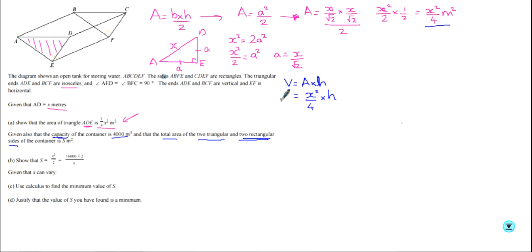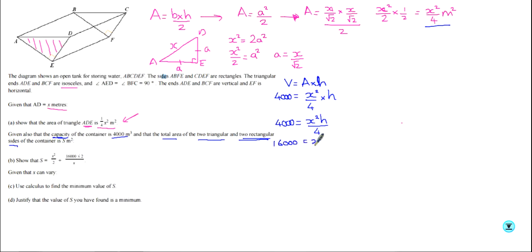But we're also told the volume. The volume is 4,000. Okay, so what we've got to try and do is rearrange all this. So I'm just going to rewrite this. It's going to make it easier to see, because multiplication we can just put those together, okay? So let's get rid of this division by 4 and let's times by 4, so we're going to get 16,000.